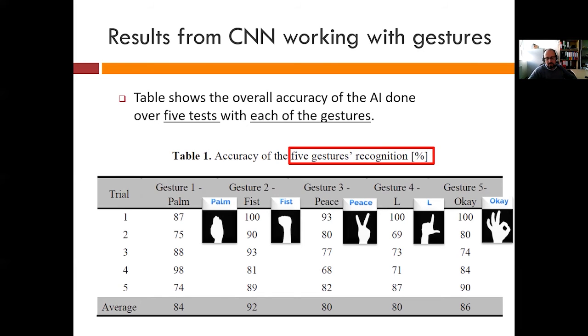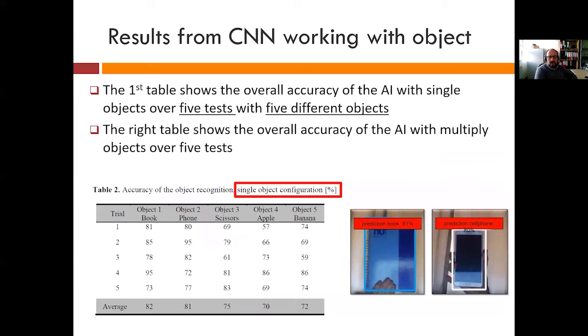Some gestures are much easier to recognize, like, for example, fist, where you had a success of 92%. And then you go a little bit down with OK, which is again a very clear sign, so it should be easy to recognize, which is 86. And then you go to 84 with palm and 80 with peace and L, which are, you know, a little bit more difficult. Then we look at object recognition.